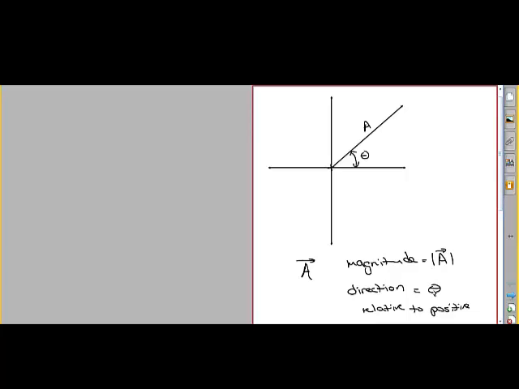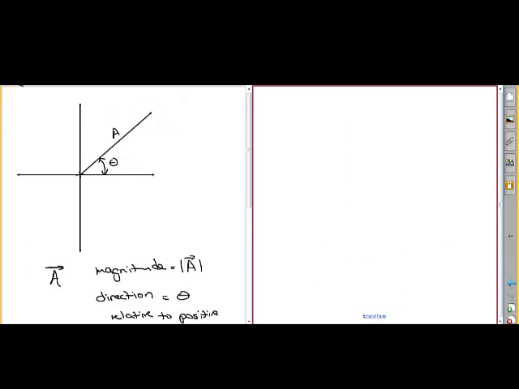So you get a magnitude and direction. Again, the direction is an angle in radians, or it could be in degrees. You just have to be careful. Yeah, it could be an angle in degrees.